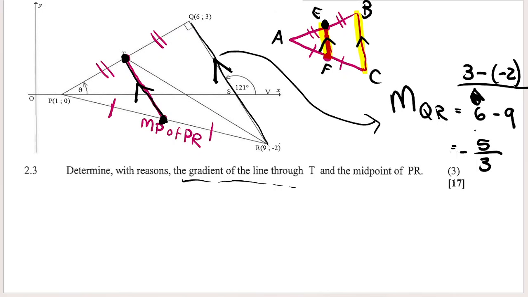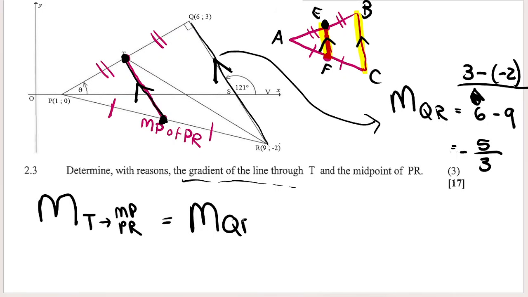So how would you write this? Well, first of all, you would show me the gradient calculation as I've done here for QR. Then you'll say the gradient of this new line, the gradient of T to the midpoint of PR. They don't really give this a name, which makes it a little bit difficult. The gradient of T to the midpoint of PR is equal to the gradient of QR. Why? Because of midpoint theorem.